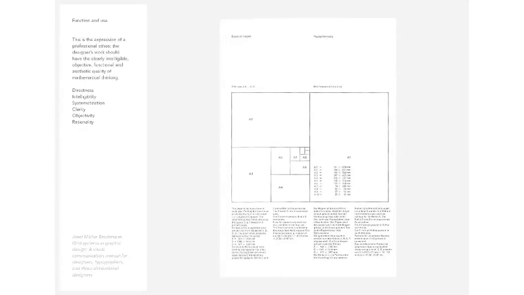And then Josef Müller-Brockmann, Grid Systems in Graphic Design. He is really offering a theory and very specific examples of how to use the grid. And really, the principles are directness, intelligibility, systemization, clarity, objectivity, and rationality. And that design decisions should be informed by some kind of logic.